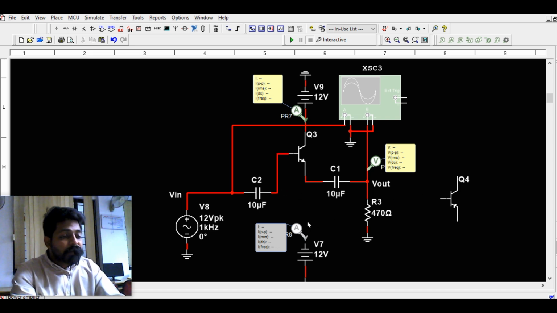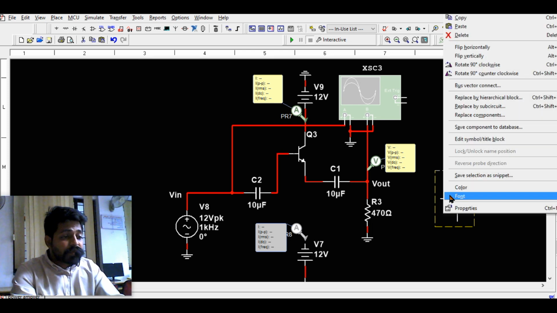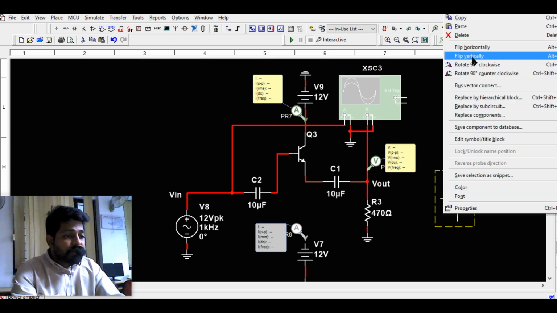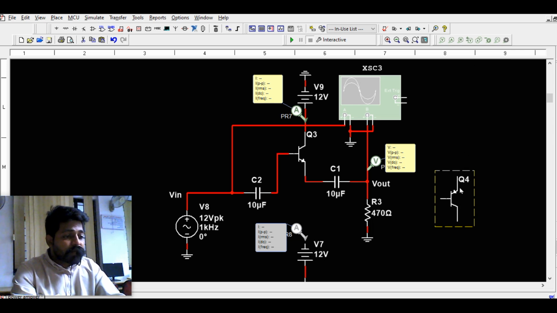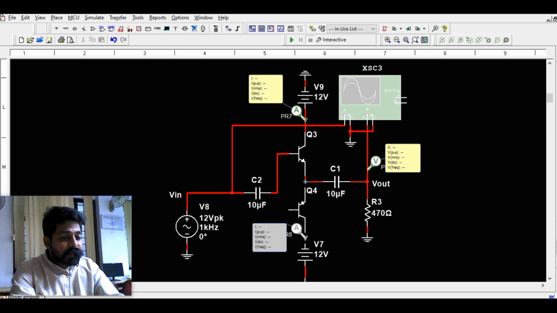While keeping my PNP transistor, I go to options and flip vertically, so that the arrow mark should be like this, because the current is flowing in this direction. I have to flip my transistor such that the arrow mark goes like this. Otherwise, from the minus VCC the current should be flowing to the load, but it is not the case. Whoever does not flip the transistor will not get the result. So make sure to keep the transistor like this, and then do the connections.